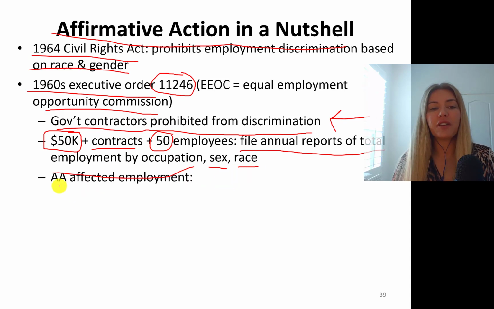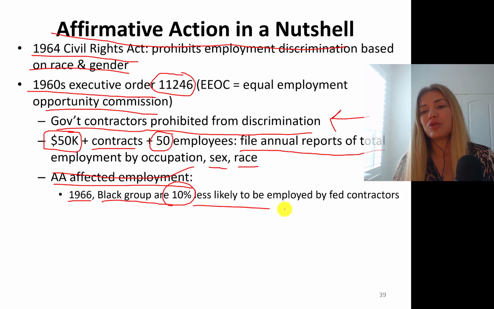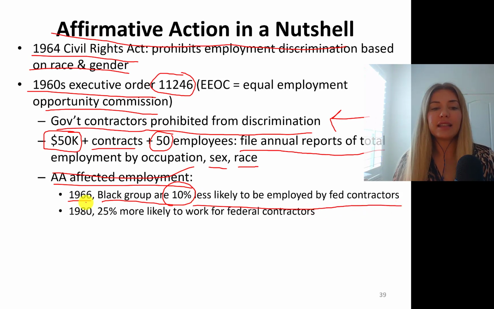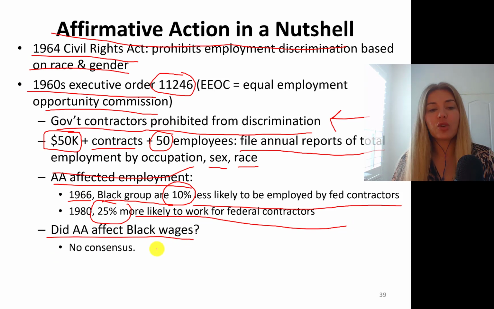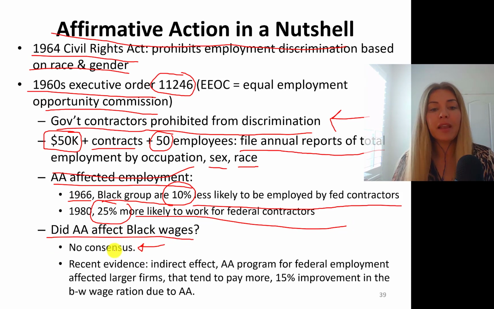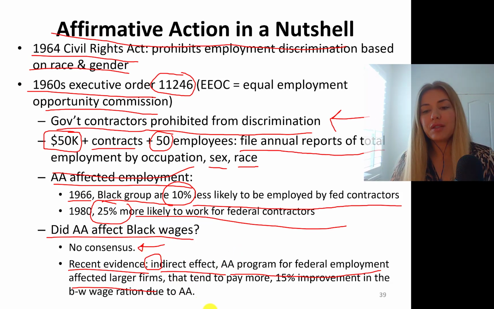Okay? Affirmative action affected employment. In 1966, black workers were 10% less likely to be employed by federal contractors. In 1980, black workers are more likely to work for federal contractors. So it did have a little bit of impact. But did affirmative action affect black wages? There's no consensus, so it's not a really strong tool, but it's something. Recent evidence shows an indirect effect, not a direct effect. The affirmative action program for federal employment affected larger firms. Larger firms tend to pay more and have better benefits. So a 15% improvement in the black-white wage ratio comes from affirmative action. It's supposed to be ratio, not ratio.